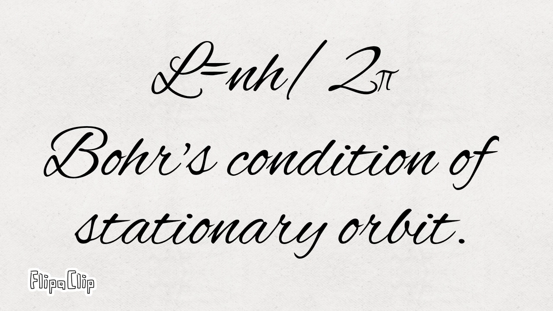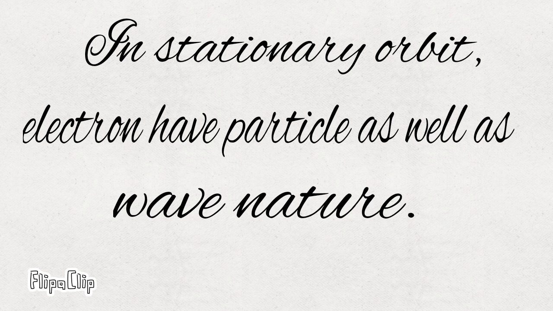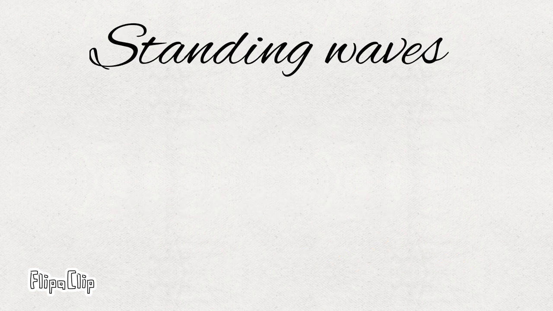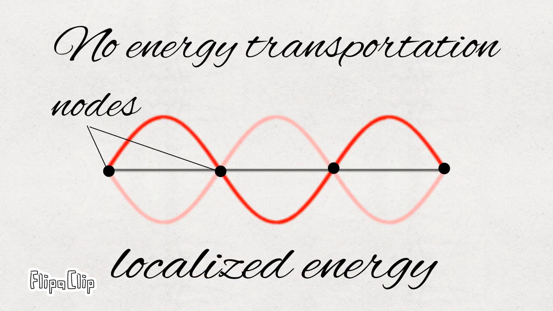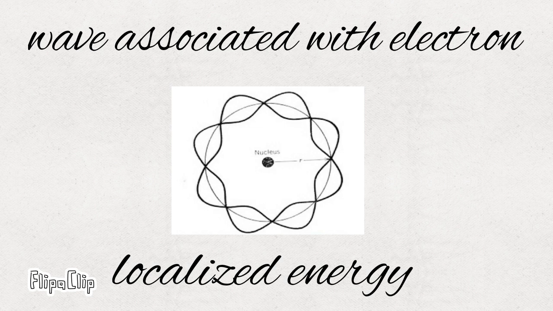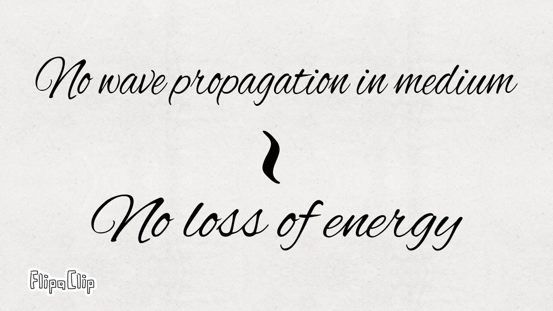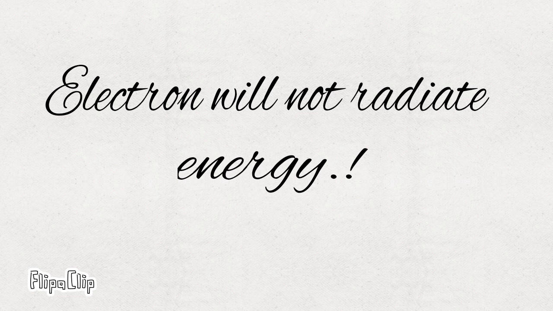De Broglie also proved that the electron does not radiate energy in a stationary orbit. While moving in a stationary orbit, electrons have particle as well as wave nature. As we know from the concept of standing waves, energy gets trapped between the two nodes. Therefore, energy cannot flow. Hence, no energy transport. The wave associated with the electron will form a standing wave, that is, energy will be localized. The wave will not propagate in the medium and there will be no loss of energy. Hence, these electrons will not radiate energy.